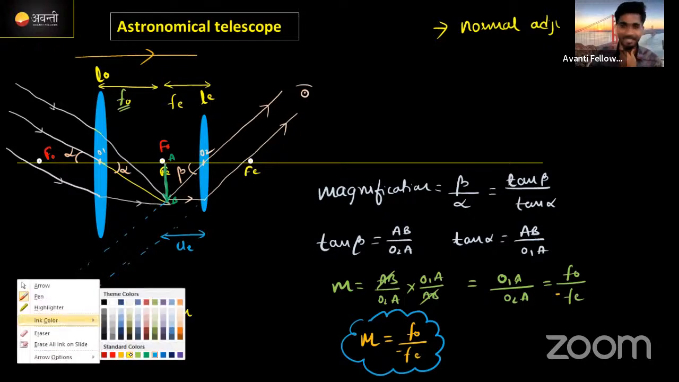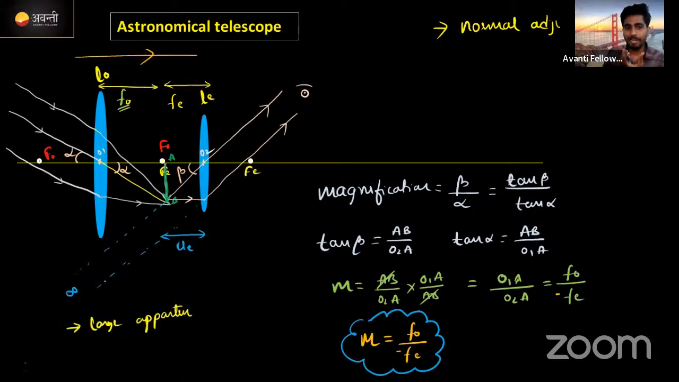No. Tube length is nothing but the length between the two lenses. That is called the tube length. We will generally represent this with L. This is very important for the calculation. What is the tube length?